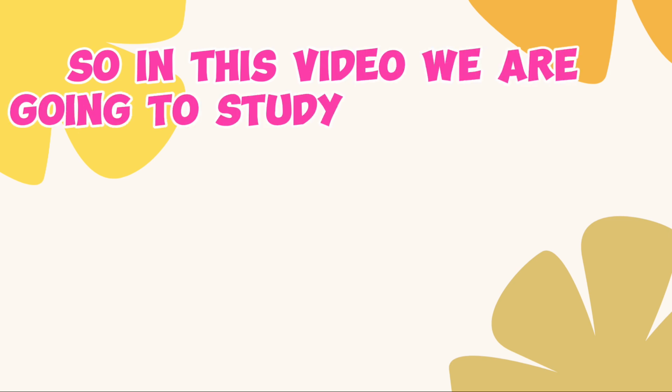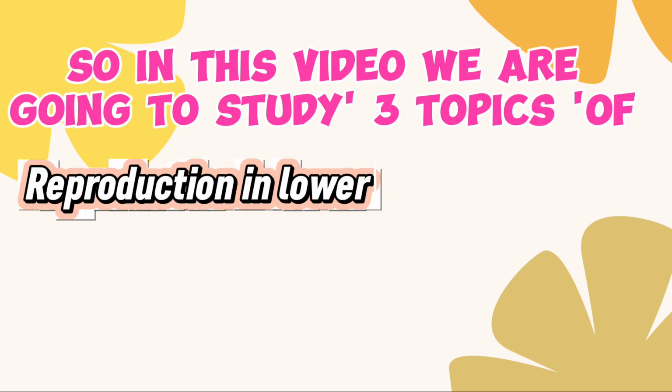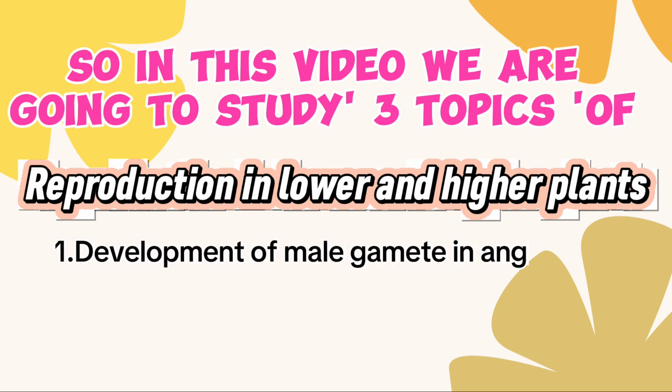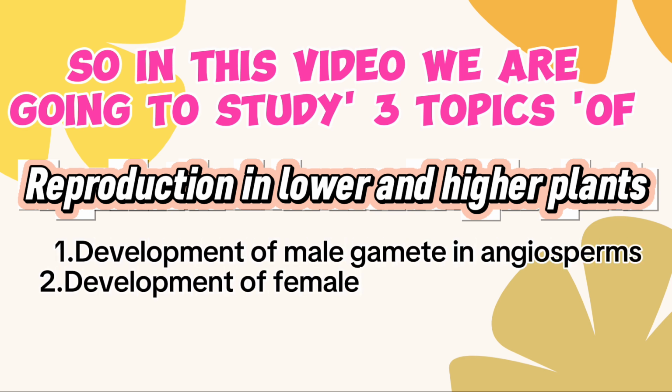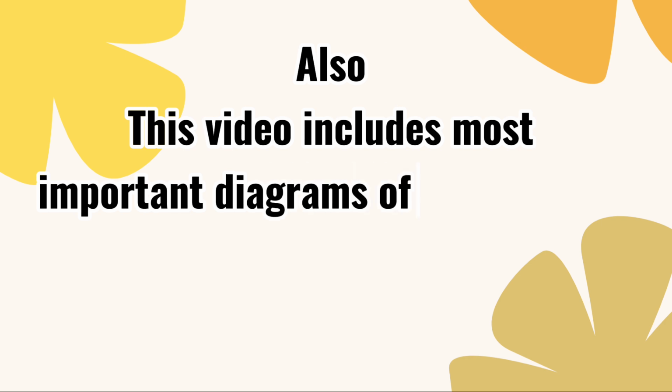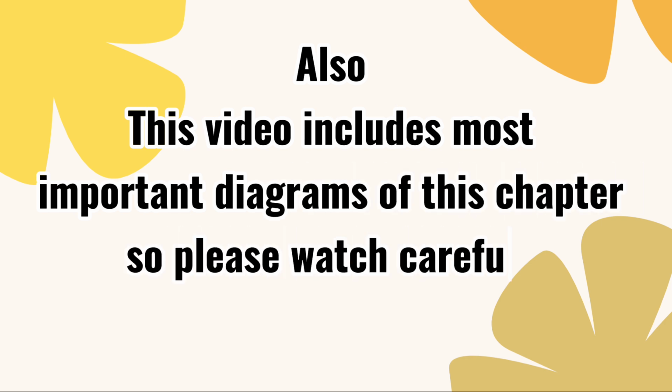So in this video we are going to study 3 topics of reproduction in lower and higher plants. 1. Development of male gamete in angiosperms. Point 2. Development of female gamete in angiosperms. Point 3. Types of pollination. Also, this video includes most important diagrams of this chapter, so please watch carefully.